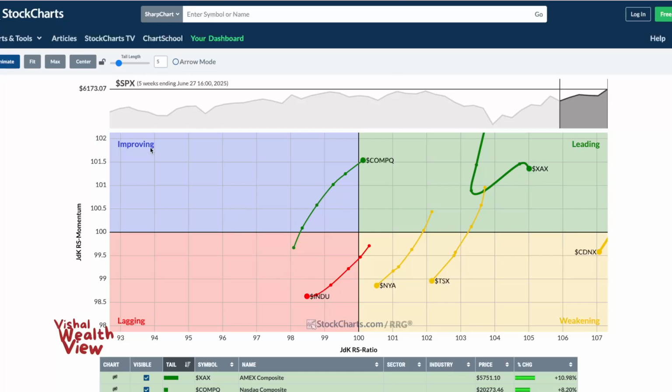So first, let's try to understand what a relative rotation graph is. In front of you on your screen, you are looking at a relative rotation graph. This has two axes and four quadrants: one is leading, another is weakening, another is lagging, and then there is improving.